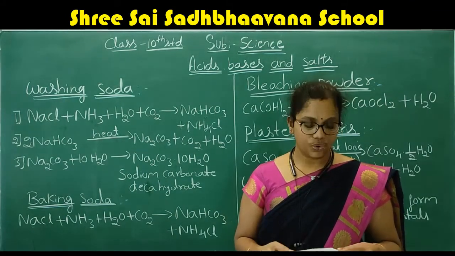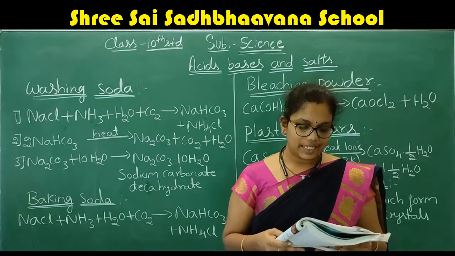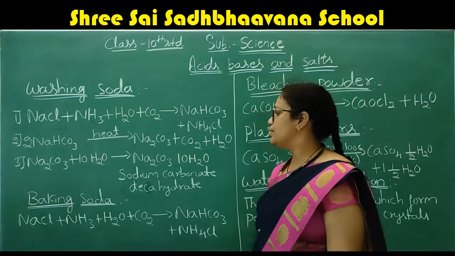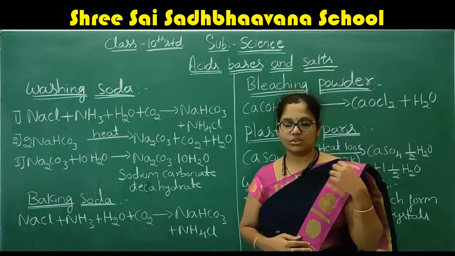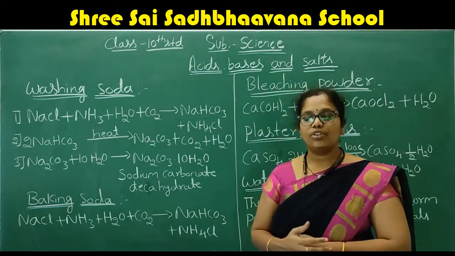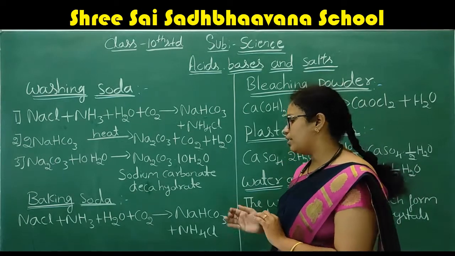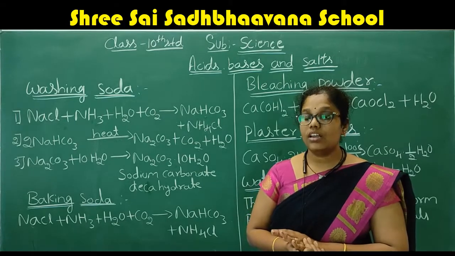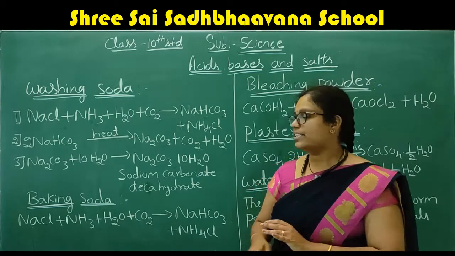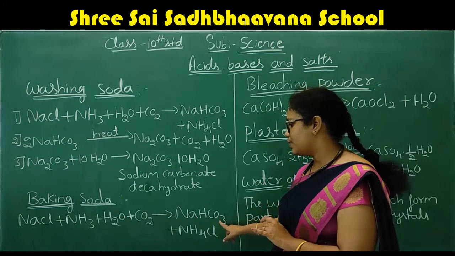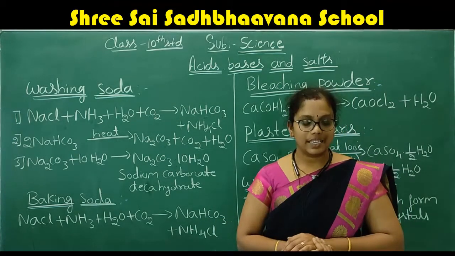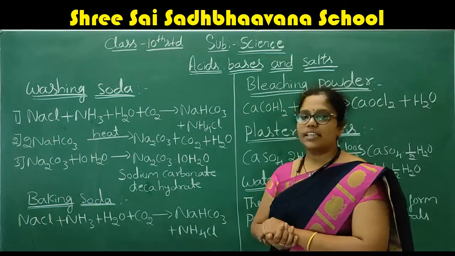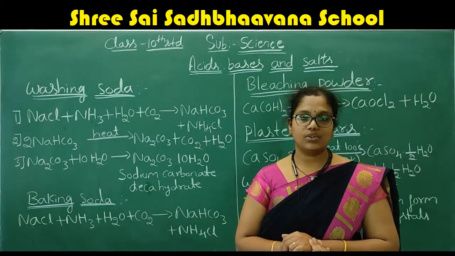After that, now we are going to discuss the baking soda. That is the next important salt. First of all, we want to know the formula of the baking soda. The formula of the baking soda is NaHCO3. That is sodium bicarbonate, or otherwise sodium hydrogen carbonate.